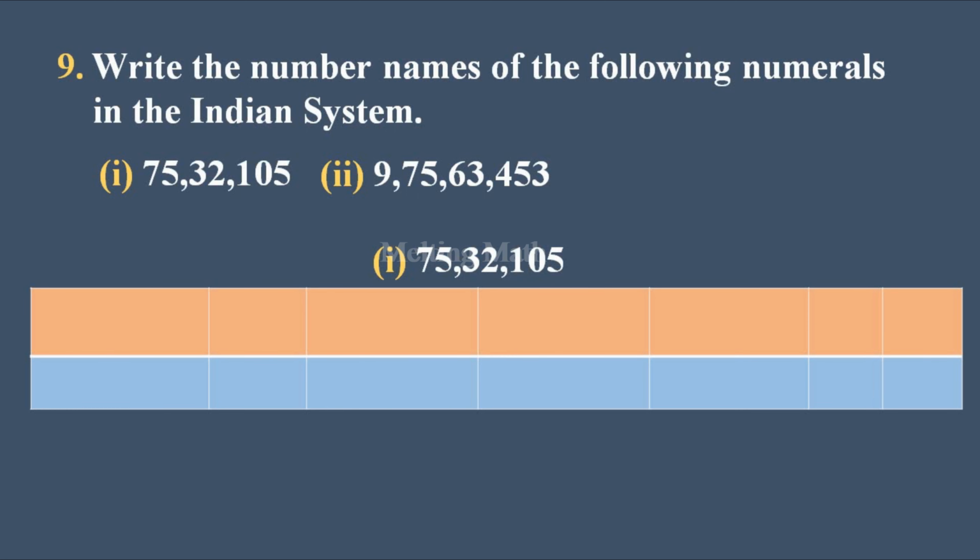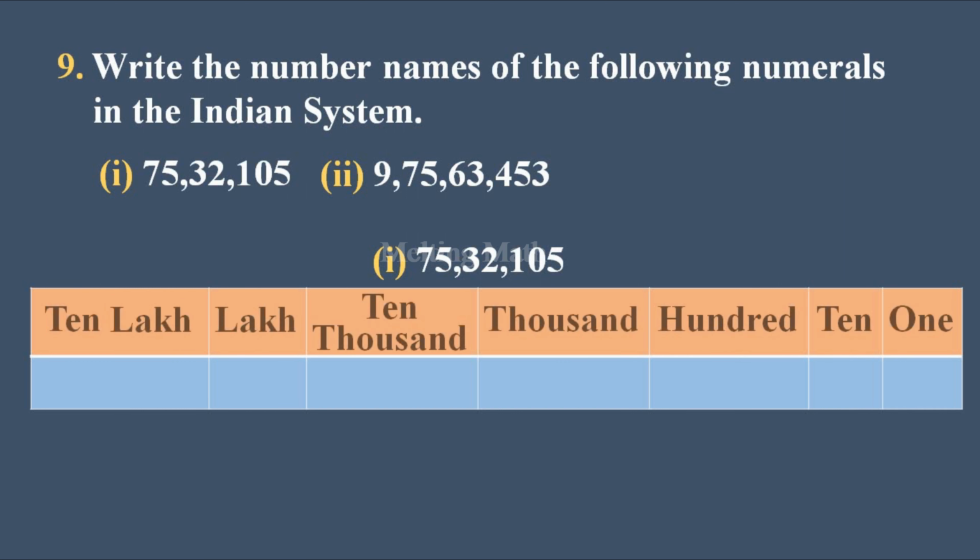In the question itself they say this comes under the Indian system, so just write the places of each digit according to the Indian system. We know the last digit 5 is in the ones place, next digit 0 is in the tens, next digit 1 is in the hundreds place, next digit 2 is in the thousands place, next digit 3 is in the 10,000s place, next digit 5 is in the lakhs place, next digit 7 is in the 10 lakh place. Now we wrote the places of each digit according to the Indian system.